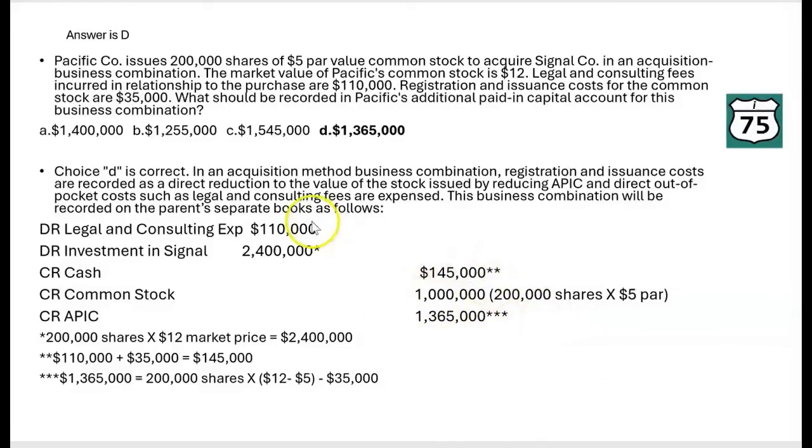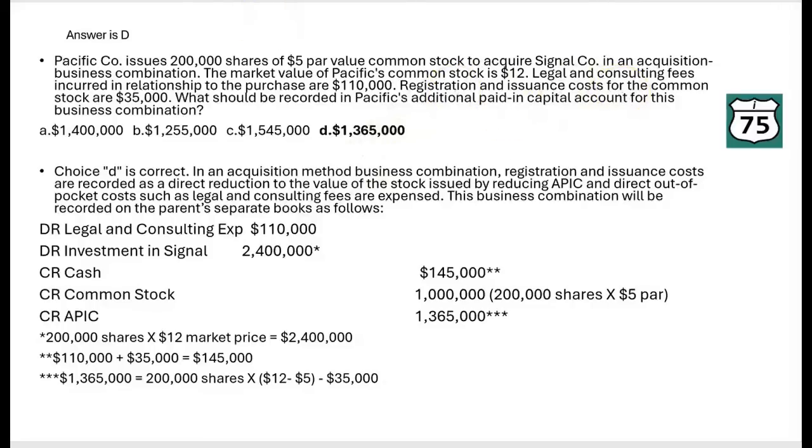And then you're going to have debits higher than credits by $1,365,000. So we could plug APIC, or we can determine that 200,000 shares times the market price of $12 minus the $5 par minus the $35,000 that we said we're going to have to reduce APIC for registration and issuance costs. That gets us to $1,365,000. So this question wanted to know what should be recorded in Pacific's additional paid-in capital account for this business combination, and the answer is D, $1,365,000. So in a question like this, you would have to know that legal and consulting fees paid in a business combination would be expensed, but not registration and issuance costs.